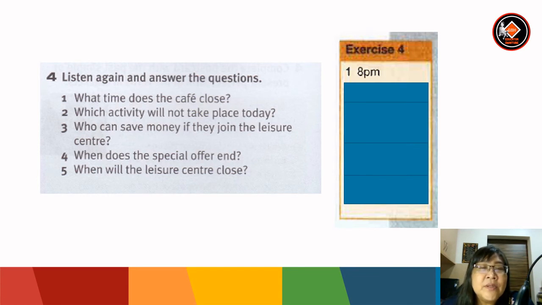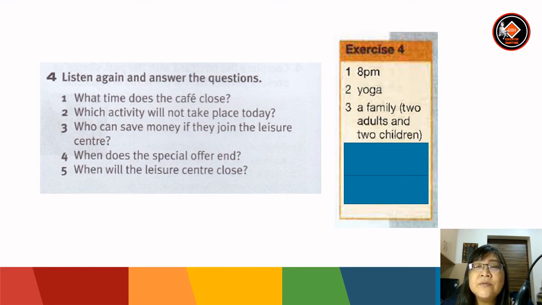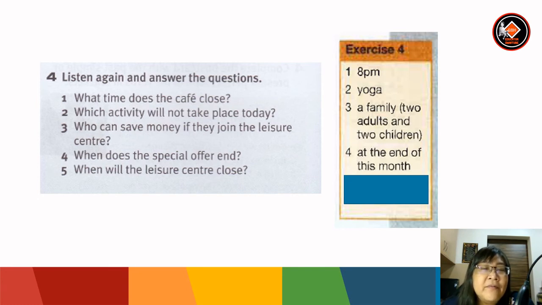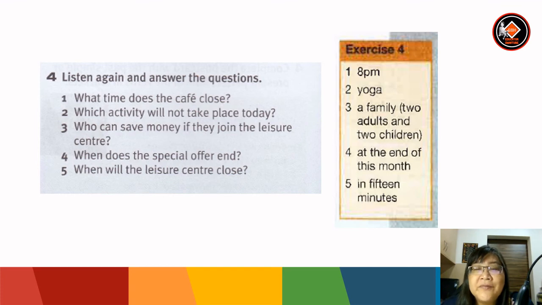Which activity will not take place today? The answer is yoga. Who can save money if they join the leisure centre? The answer is a family, 2 adults and 2 children. Number 4, when does the special offer end? The answer is at the end of the month or this month. And number 5, when will the leisure centre close? The answer is in 15 minutes.